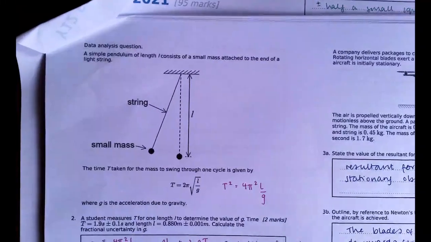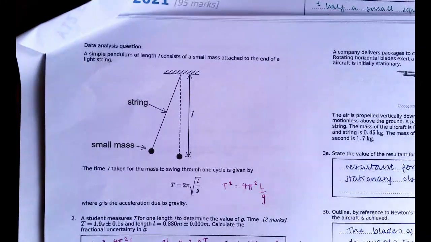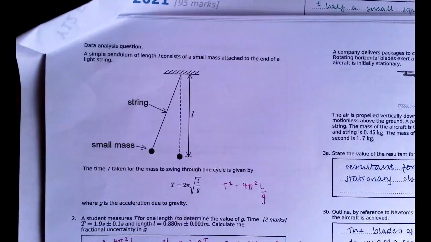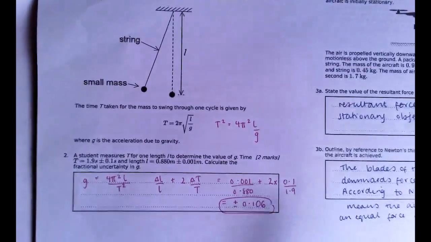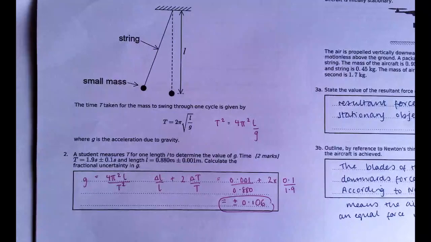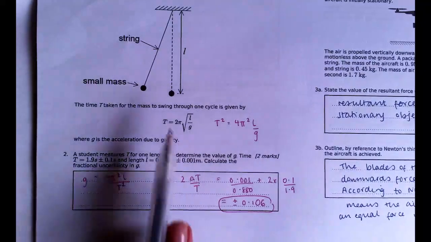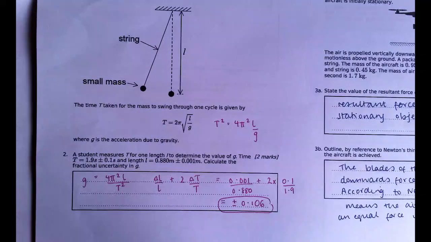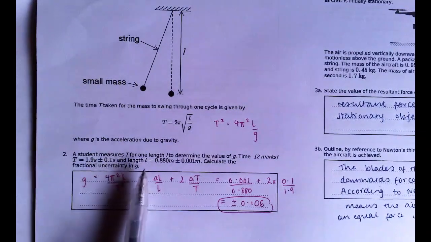So we've got a pendulum. You can see the time period of the pendulum is given by this equation, and it tells you that g is acceleration due to gravity. I have immediately squared both sides just so that I don't have a square root to deal with. I find that easier. And it asks for the fractional uncertainty in g.